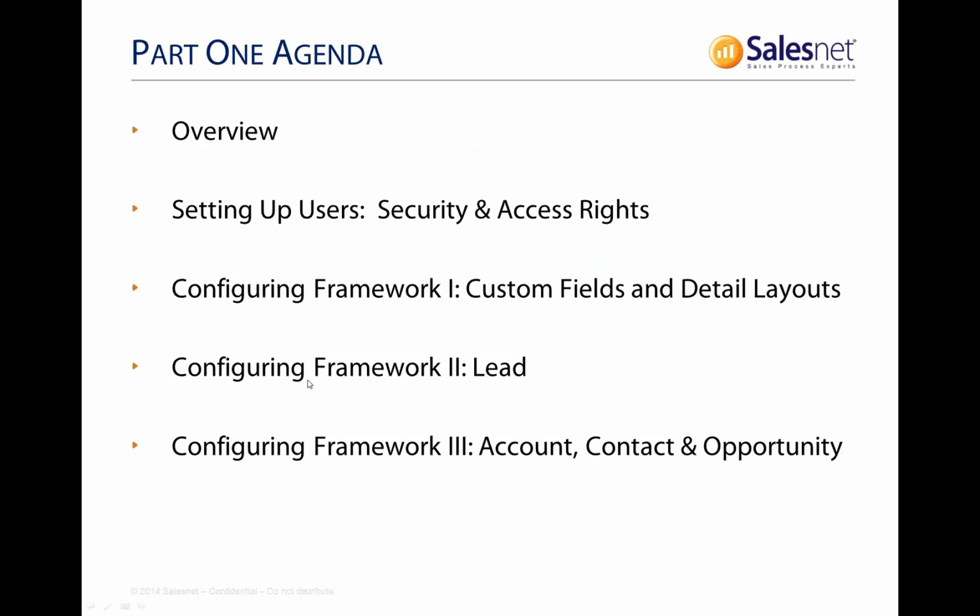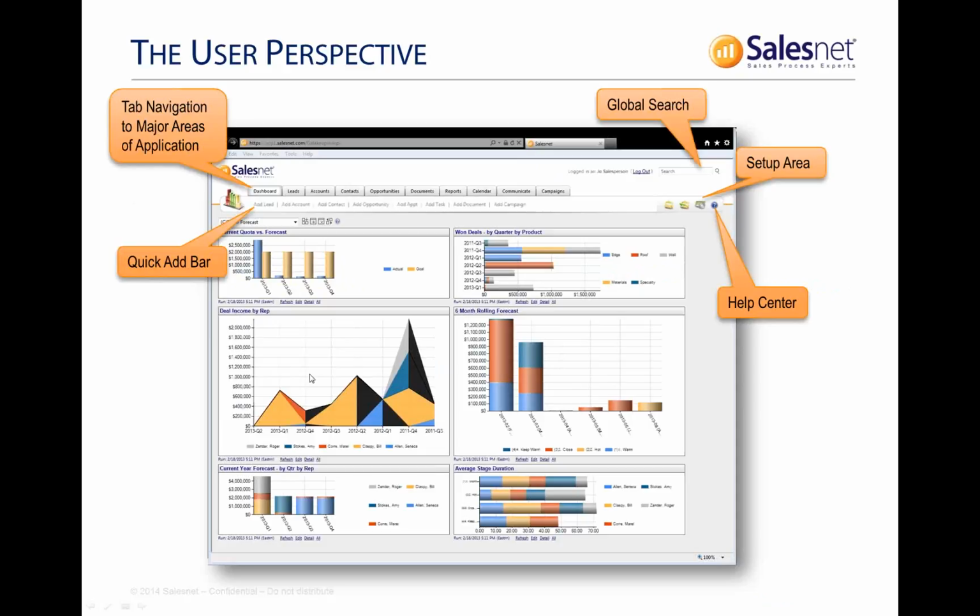Okay, so I'm going to flip over to our slide presentation here. And in our overview, we just want to point out the user perspective. When they log in and they look at Salesnet, one of the first things you want to understand is the navigation, how to get through the system, which we have a main tab navigation. Global search is very handy for users when they are trying to understand where their data is located. Does it live in the account tab, the contact tab, the opportunity tab?